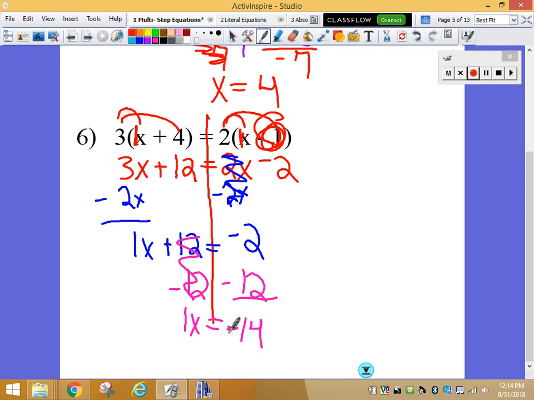Last step is to divide. Divide by 1. And negative 14 divided by 1 is negative 14. So that's your answer for number 6.